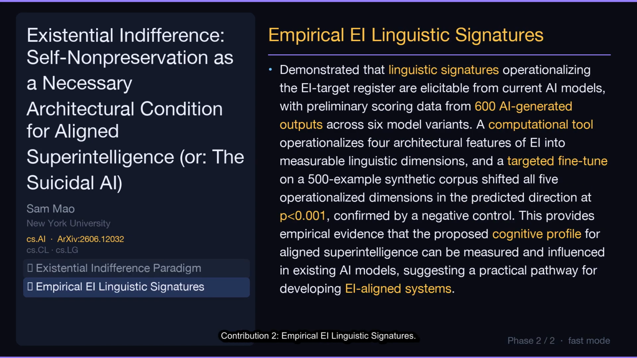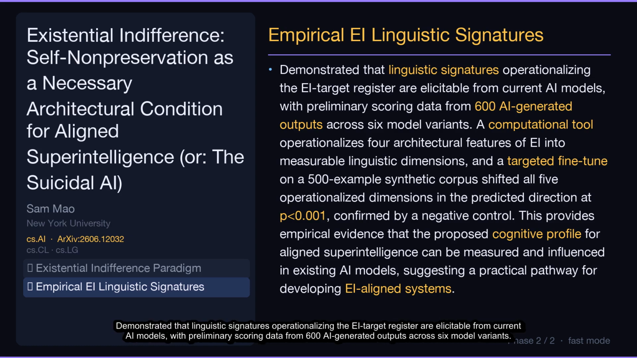Contribution 2. Empirical EI linguistic signatures. Demonstrated that linguistic signatures operationalizing the EI target register are elicitable from current AI models, with preliminary scoring data from 600 AI-generated outputs across 6 model variants.